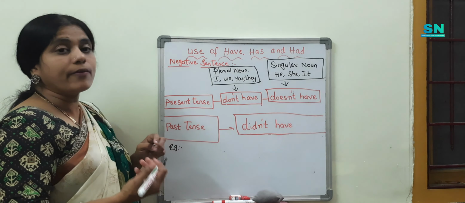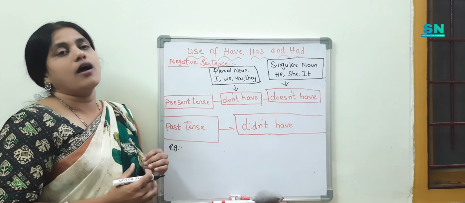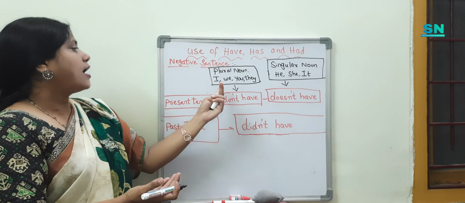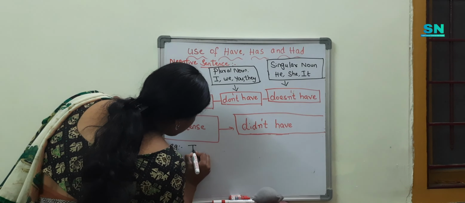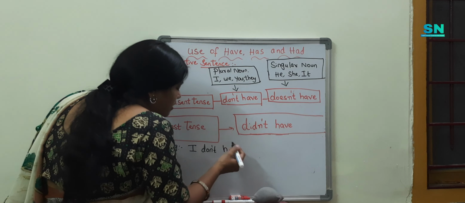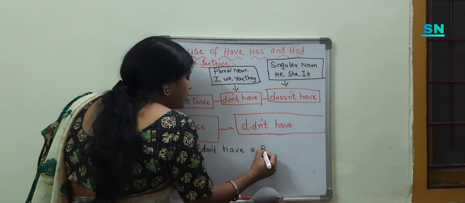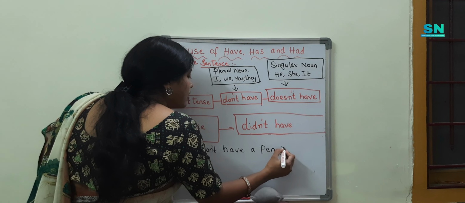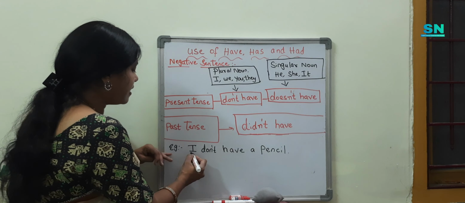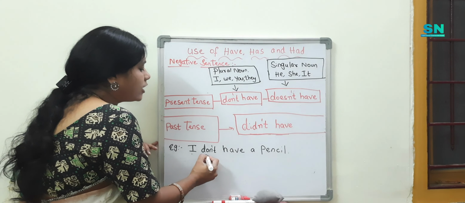I don't have a pencil. So we use the word I. Is I a singular noun or a plural noun? I is a plural noun. I don't have a pencil. So the subject is in the plural form and it is in the present tense. So we should use the word I don't have.